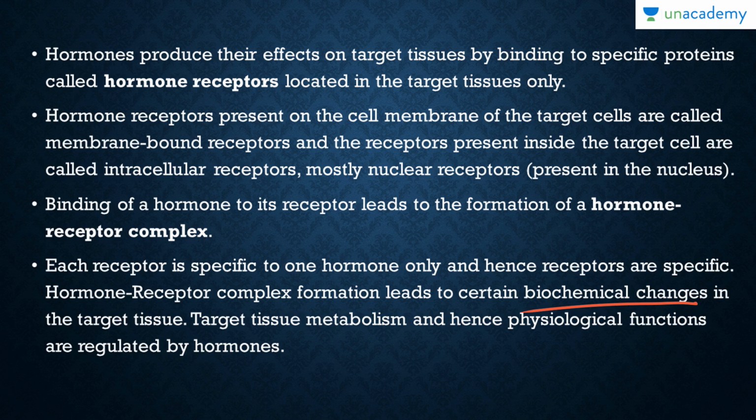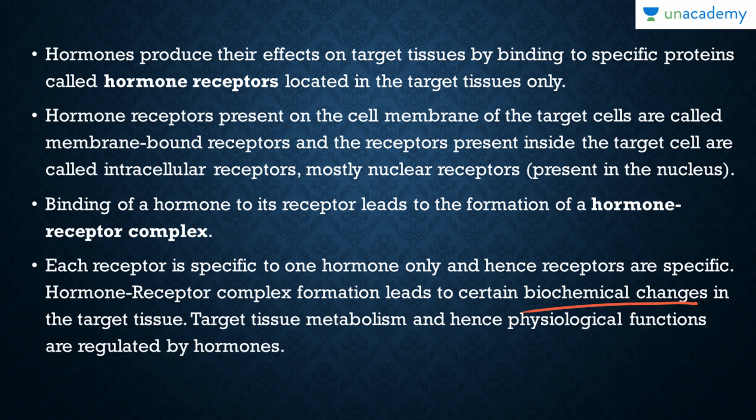So basically, this whole thing says that the hormones are able to produce their effects on the target tissues by binding to some proteins. These proteins are termed as the receptor, which are specific for a particular hormone. So these are hormone receptors which are present in the target tissues. Now the hormone receptors which are present on the cell membrane are termed as membrane bound receptors, and the ones which are present inside the cell, in the cytosol, are known as the intracellular receptors. Mostly some of these are the nuclear receptors which are present in the nucleus.